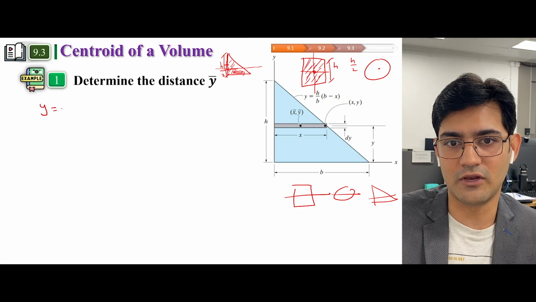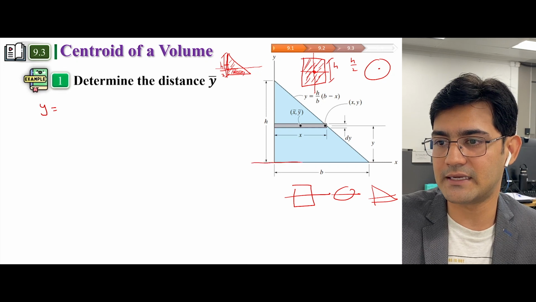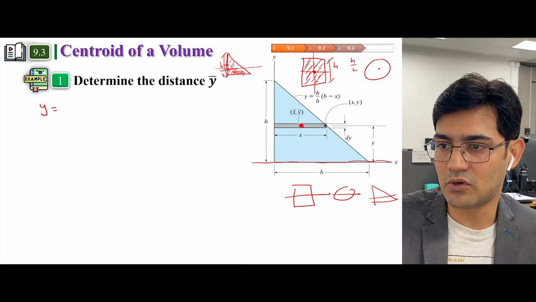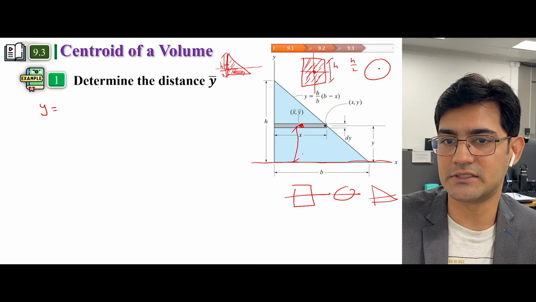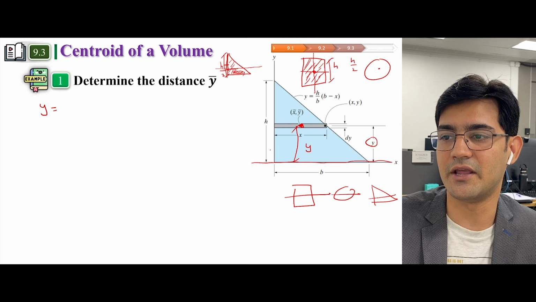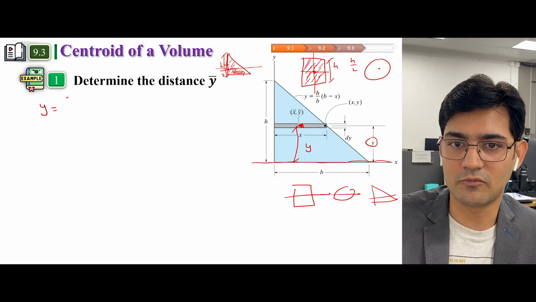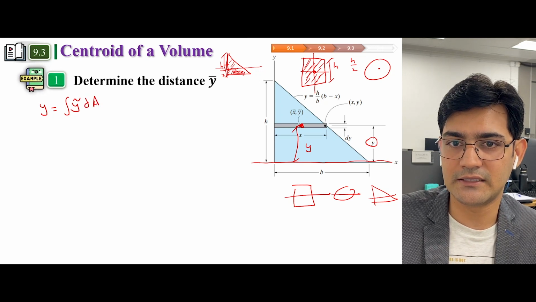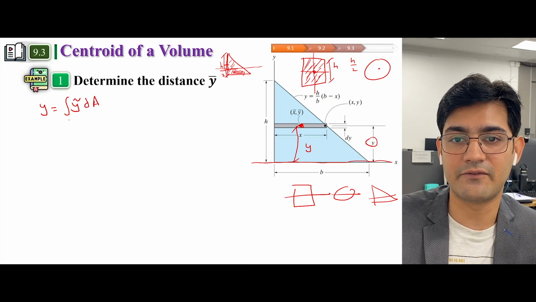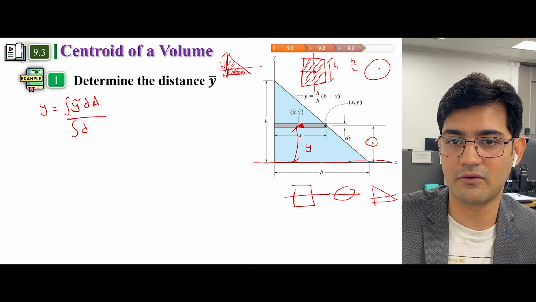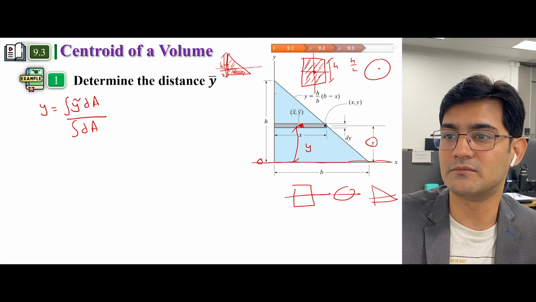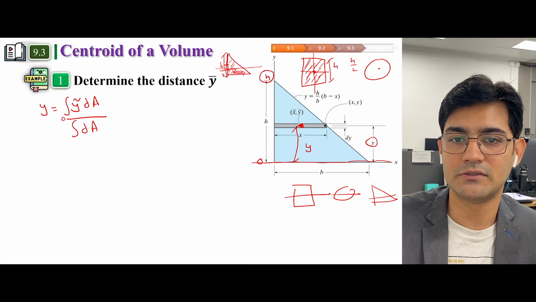So we know the formula. If we want to calculate the centroid from the x-axis, let's just say this is the centroid. All we need to know is this distance, and I call this distance y, which is written here. The formula is we have to integrate all the small areas and the distance of these areas to that reference point, divided by all the area. And we have to integrate from 0 to h.